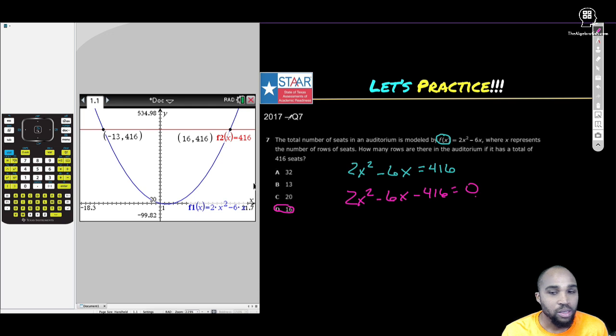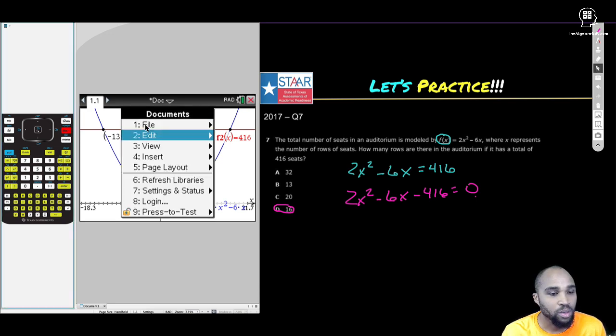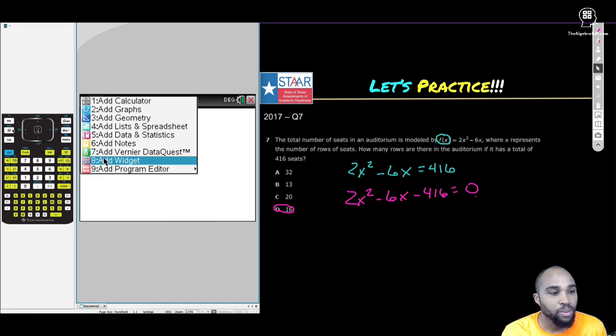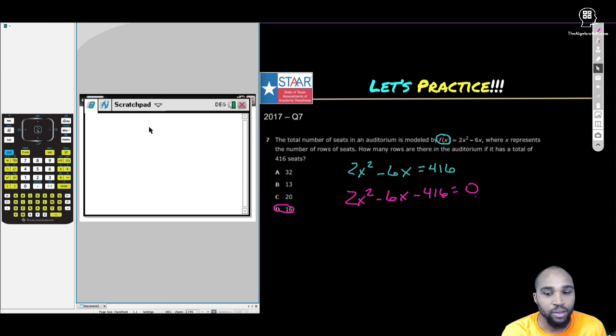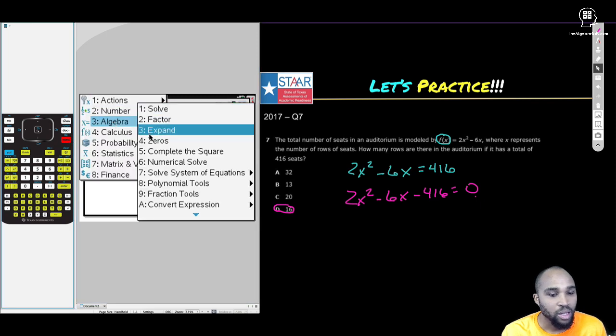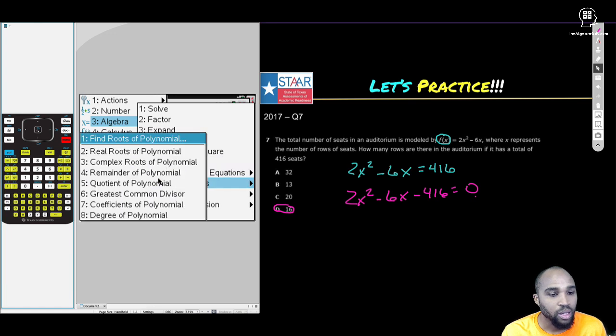So let's delete what we have. I'm just going to open up a new document. Don't save it. And I'm going to go to my calculator this time. So just my calculator screen. Another way I could have worked it is go to algebra and polynomial tools, and we can find the root.